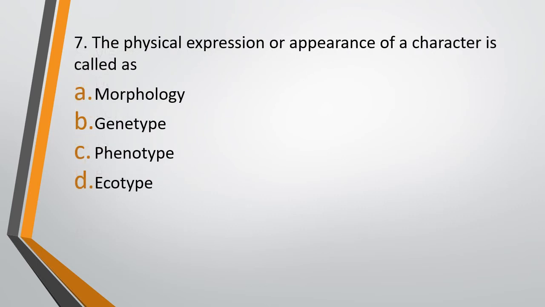Question 7. The physical expression or appearance of a character is called as morphology, genotype, phenotype or ecotype. The correct answer is phenotype. So whether a pea plant is tall or short, that's its phenotype.